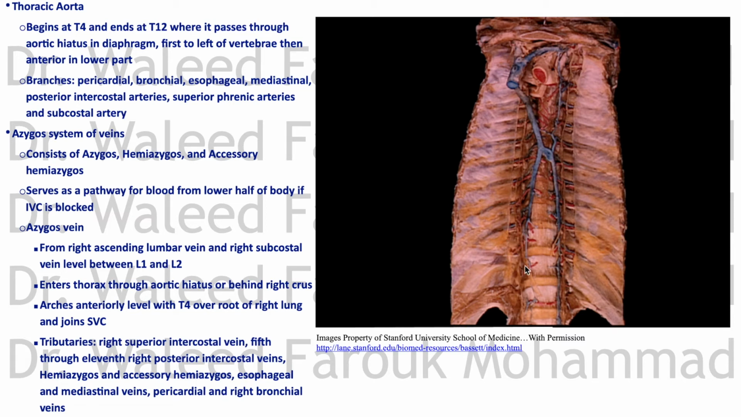subcostal vein and the ascending lumbar vein, and the azygos either passes through the aortic opening or through the right crus of the diaphragm, ascends on the anterolateral surface of the vertebra, as you can see here. Okay, and high up it arches forwards above the root of the right lung and drains into the superior vena cava, draining the posterior intercostals below.